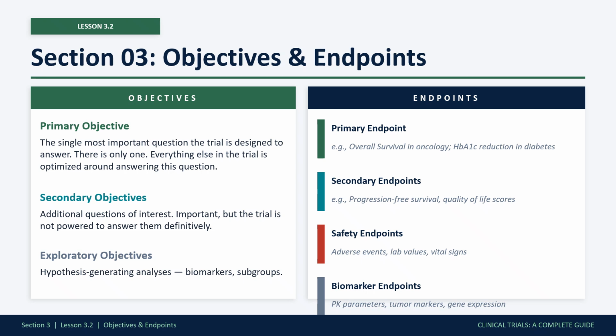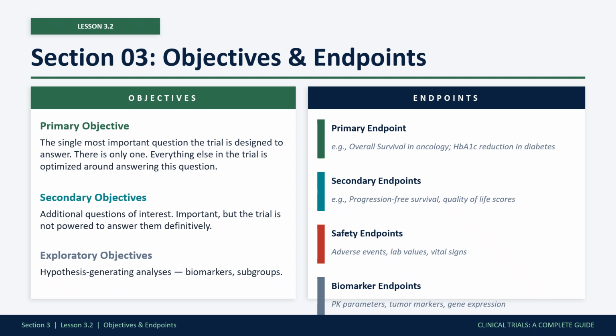Now, what's the difference between an objective and an endpoint? The objective is the question. The endpoint is the measurement used to answer it. For example, the primary objective might be to evaluate the effect of drug X on overall survival in patients with non-small cell lung cancer. The primary endpoint is overall survival, defined as time from randomization to death from any cause.